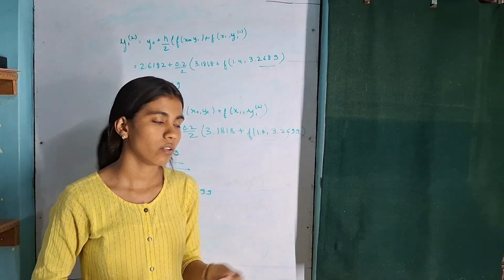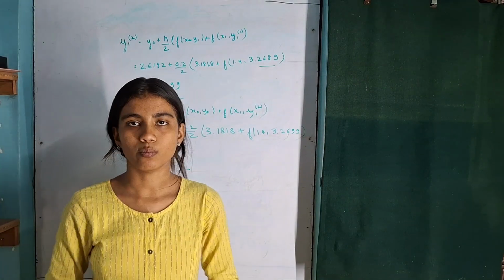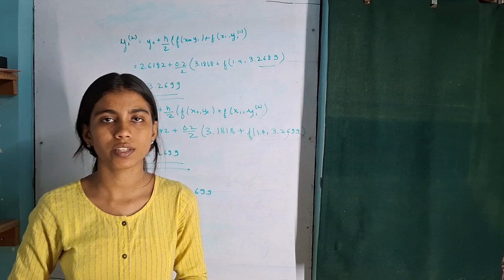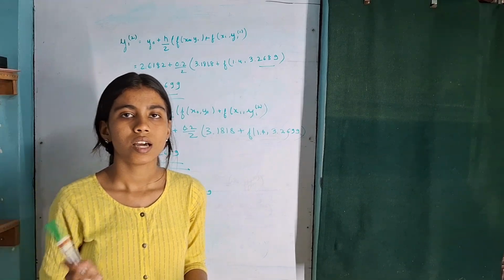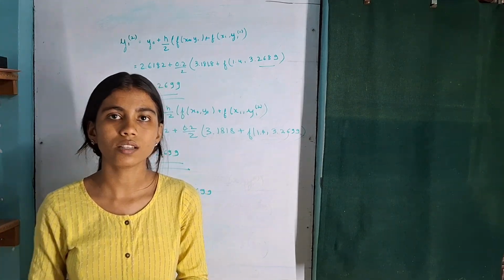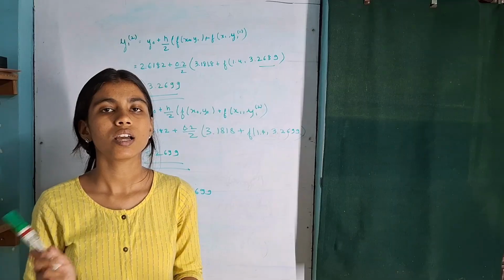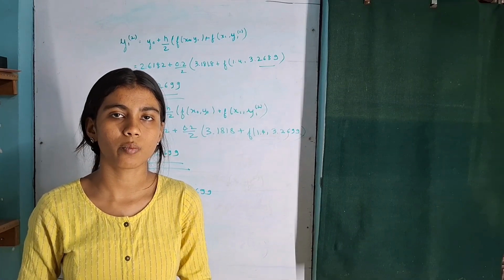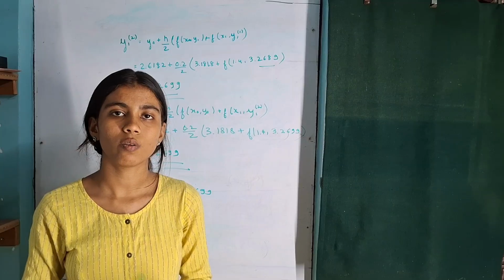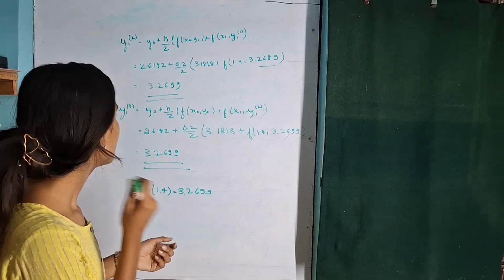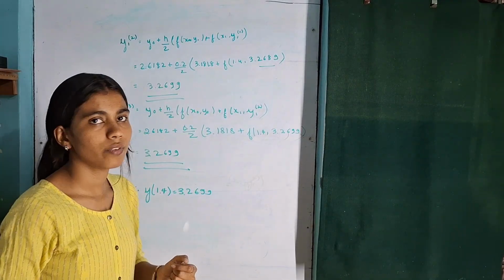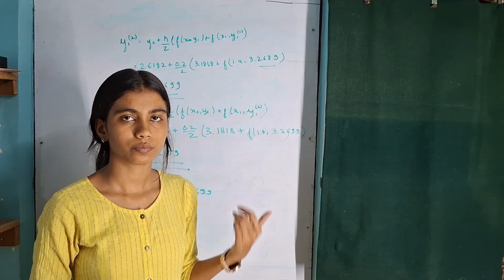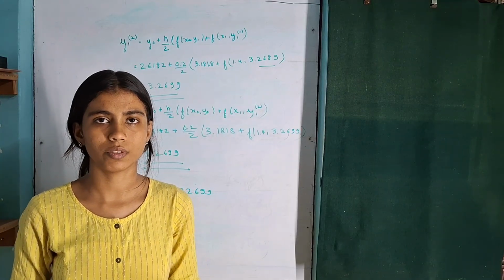We found the value of y 1.4 by the modified Euler's method, and the steps are: first you write down what is given, then you solve x1, then you solve f of x0, y0, then you solve for Euler's formula, then modified Euler's formula, and you keep solving modified Euler's formula until you get two values the same, like this. And when you have the same values, you can stop solving your problem there itself.